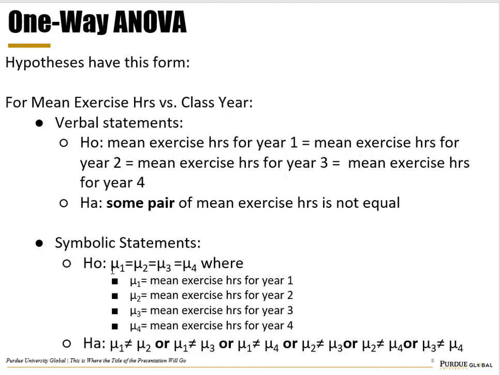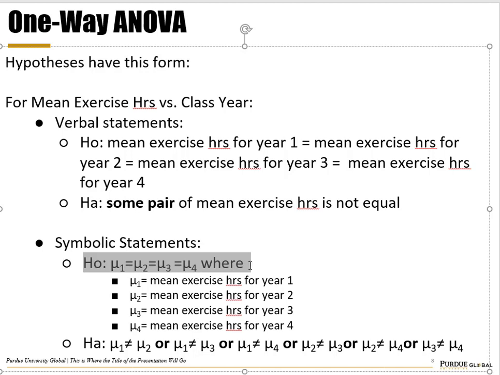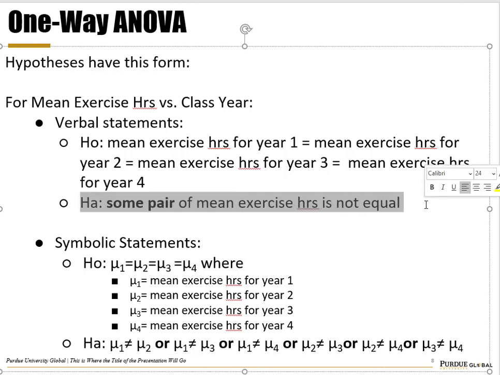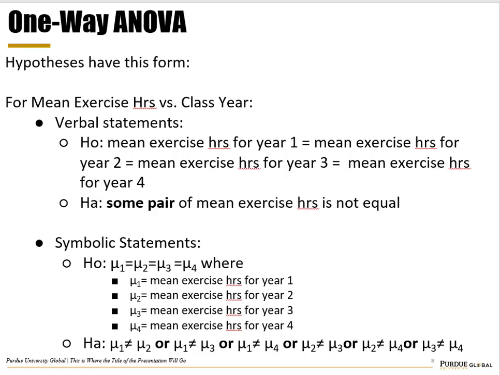And when you get more and more groups, you can see that this gets more and more tedious to write all out. So oftentimes it's easier to just do it. Oftentimes there's a mixture, right? You don't do all verbal and all symbolic. Usually you'll always do this for the null, because that's easy. And then you'll almost always do this or something equivalent to it for the alternative.